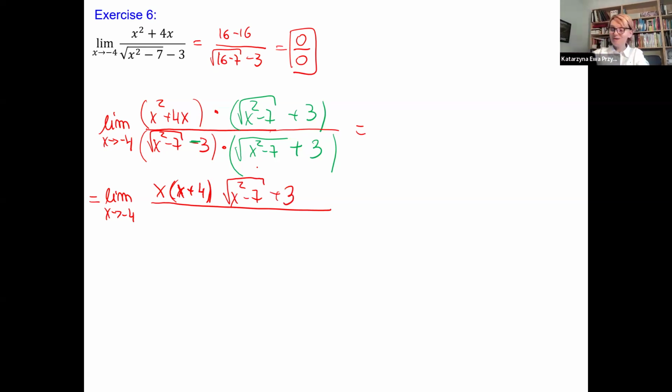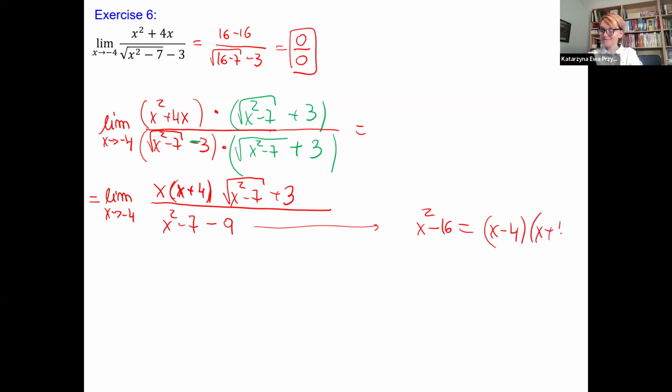When we FOIL everything, it will be x squared minus 7 minus 9. Am I right? And we can maybe say x squared minus 16, x minus 4, x plus 4. Okay, that's the common 0. We may see it.